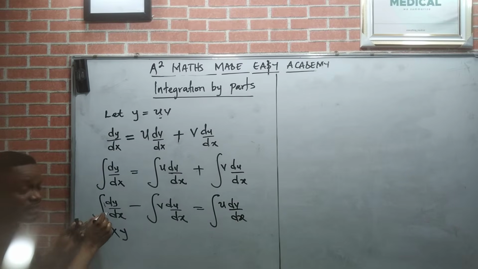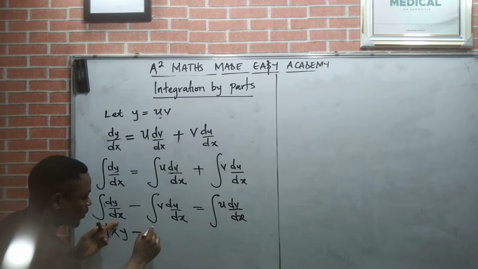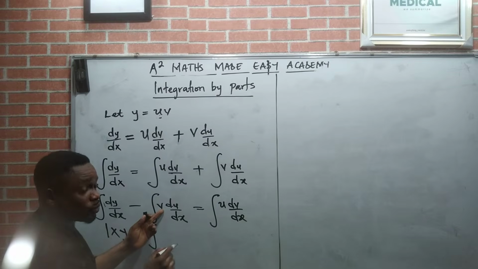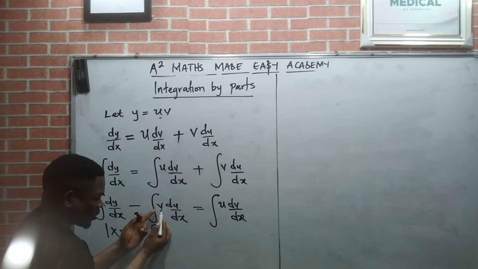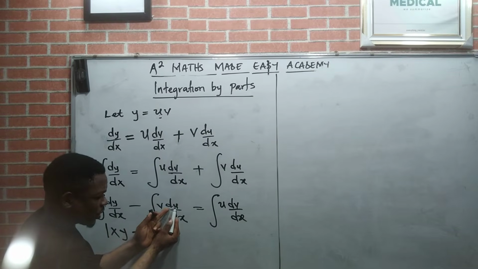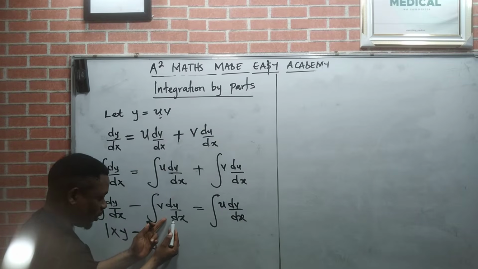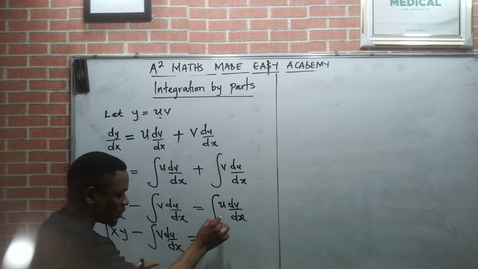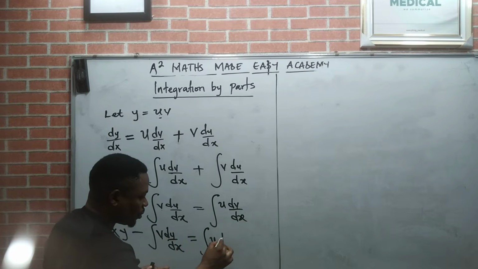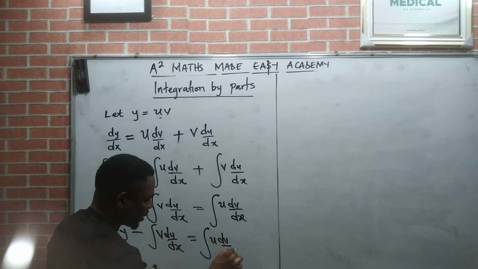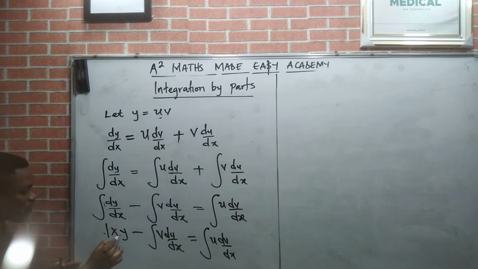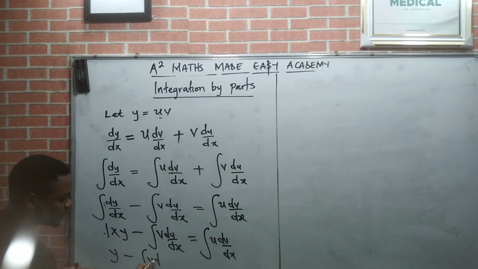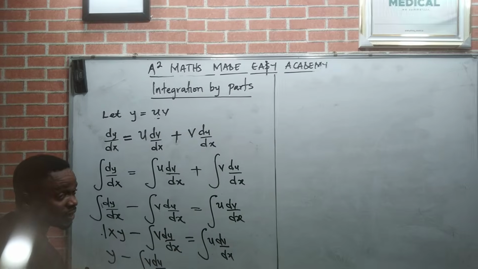So I have integrated this gentleman. So I will now say minus integral. Why this one I will not integrate is because this one is talking about differentiation. This one is talking about integration. So leave it, constant. I will have v du/dx. Then it's now equal to, this one is the formula, which is integral of u dv/dx. I want you to watch. 1 times y will give you y. So which is minus integral of v du/dx. Are you with me?